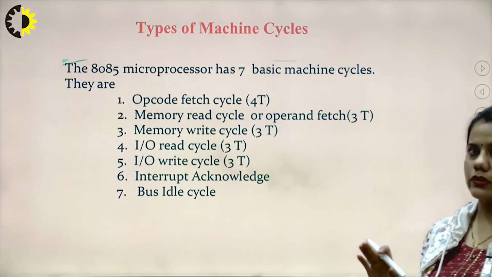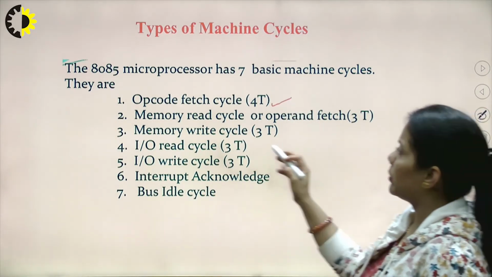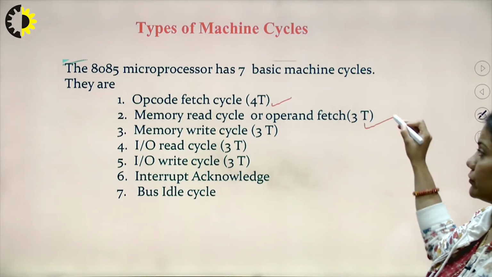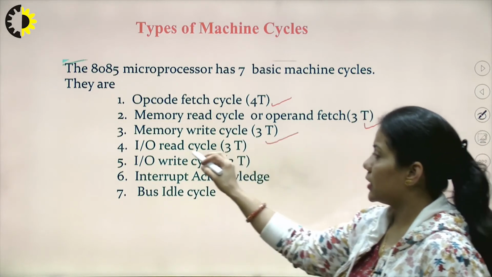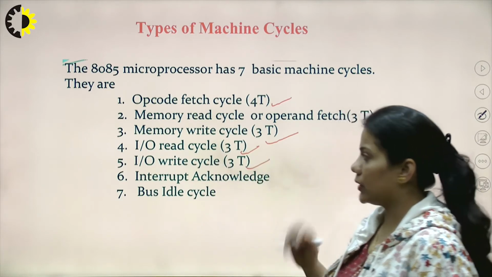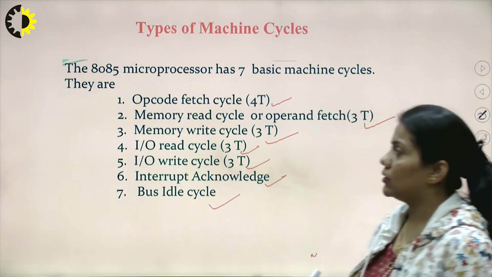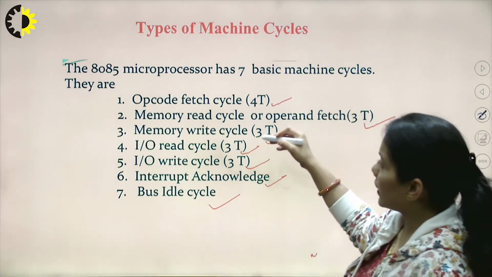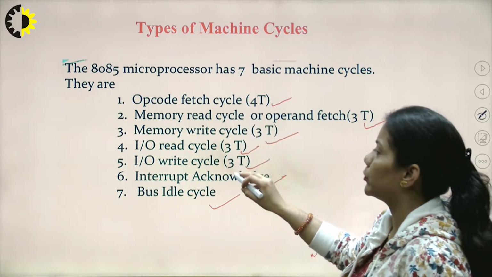As I have already discussed, opcode fetch consists of 4 T states, the memory read cycle, or we can say operand fetch cycle, consists of 3 T states, memory write cycle 3 T states, input output read cycle 3 T states, input output write cycle 3 T states, and again interrupt acknowledgement and bus idle cycle. So we will have a look at these 5 cycles one by one: opcode fetch, memory read, memory write, input output read, input output write.